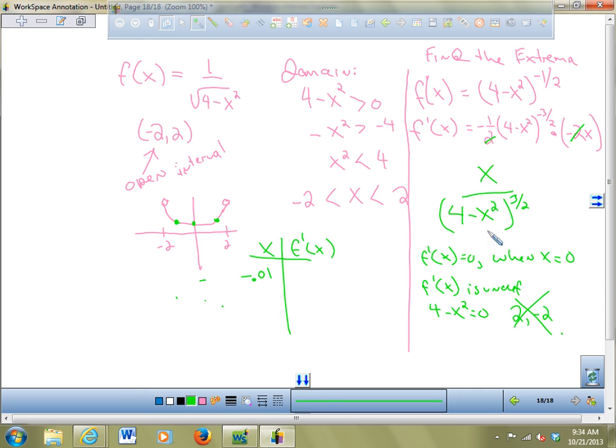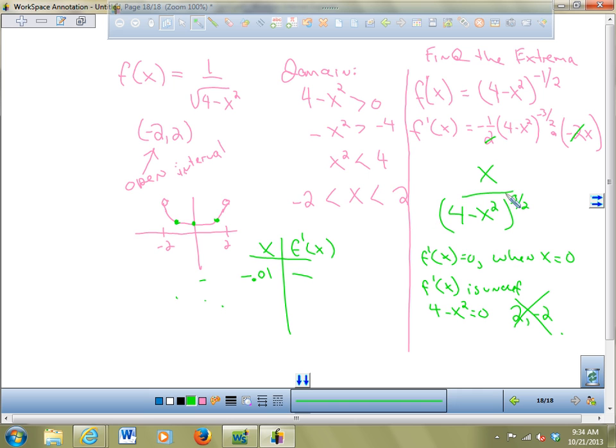Negative 0.01 squared is going to be a small positive number, so 4 minus a small positive number raised to the 3/2 power is still going to give you a small positive number. This is going to be a small negative number. What's a negative divided by a positive? It's going to be a negative number here. So you don't have to worry about what the value is. All you have to worry about is the sign of the function.